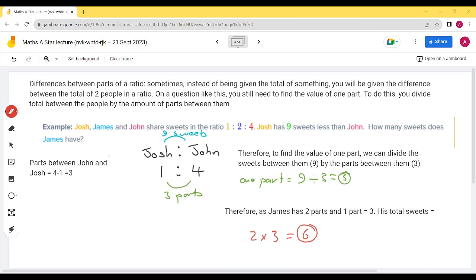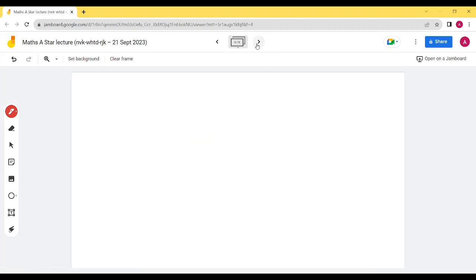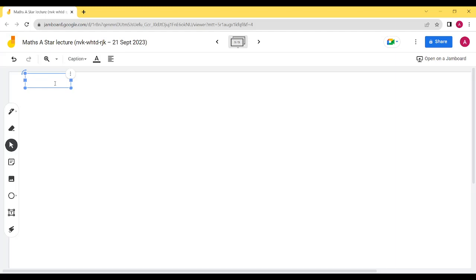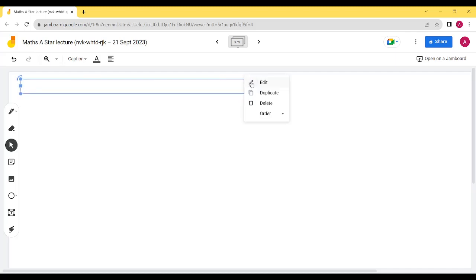All right. So just going to show you a couple more things that come up with ratios. So the next thing we're going to talk about is reducing a ratio to 1 to n.